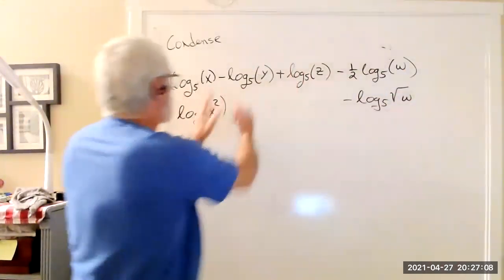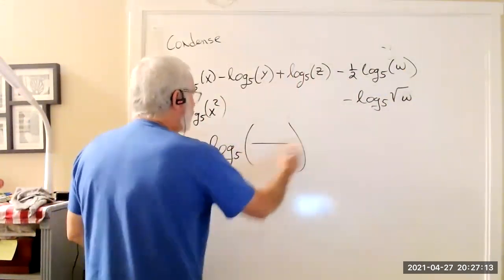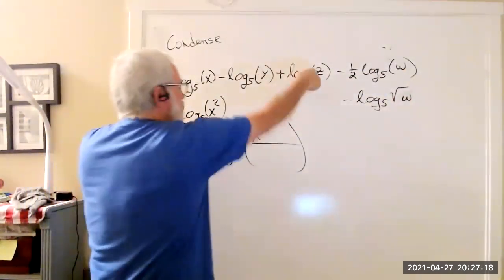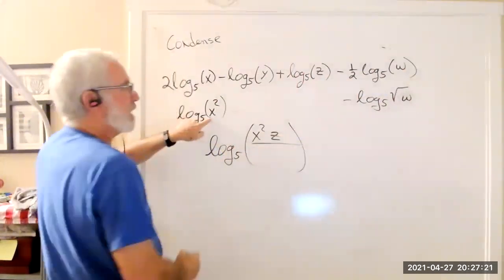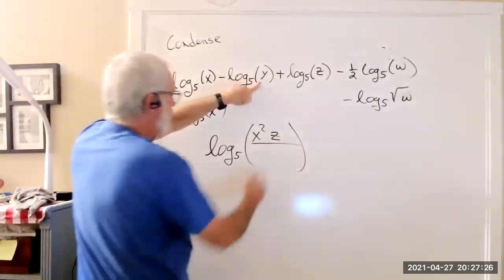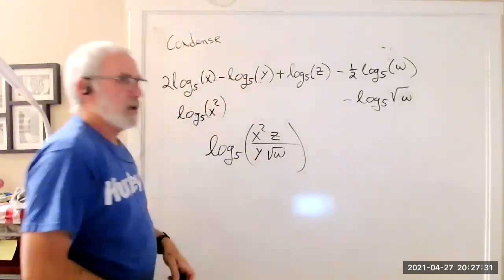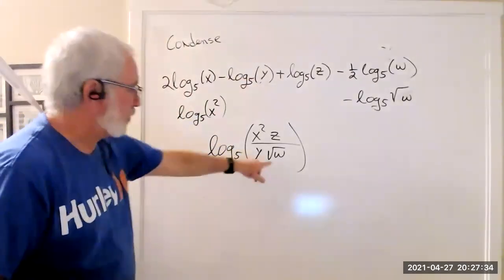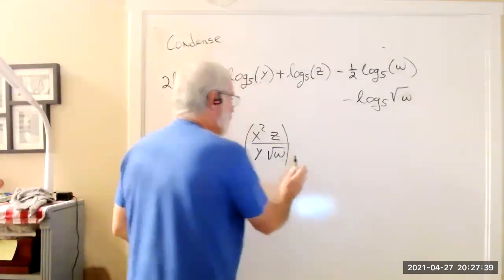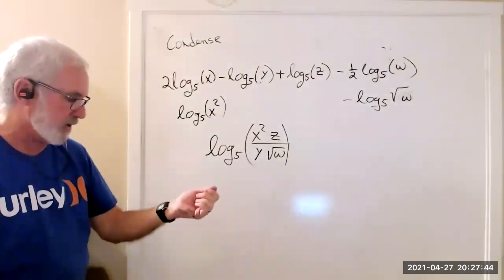So now when you shove all these together, you have the log base 5 of, who's on top? X squared and z, because those are the positive ones. Who's on bottom? Y and the square root of w. And this question is very good: do we have to rationalize that? In this case, my answer would be no, because all I'm trying to see is, do you know your log laws? That's all I want out of this whole mess.